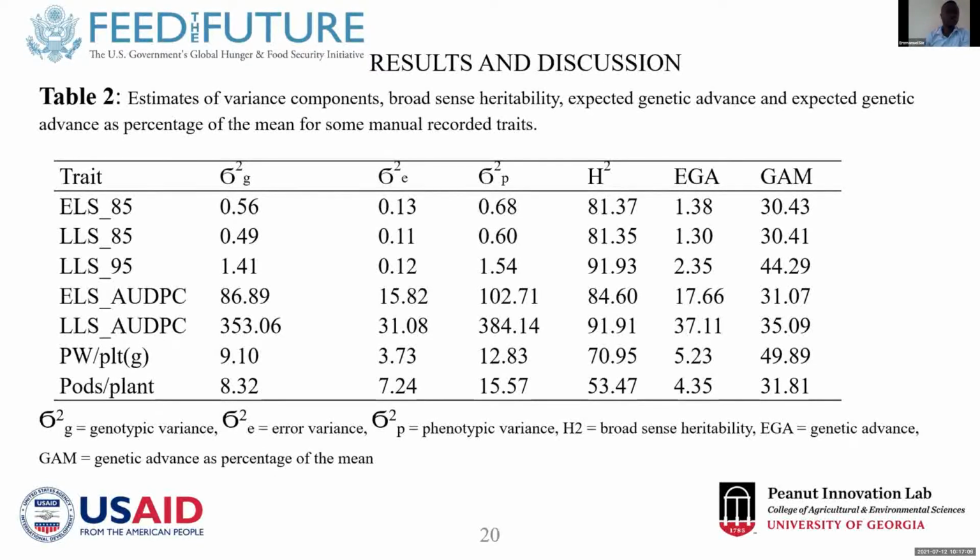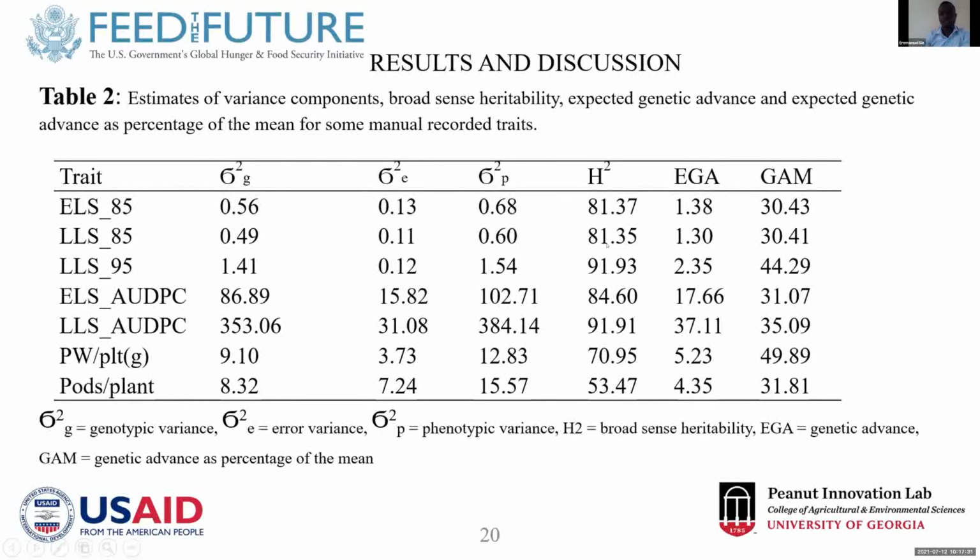We went further to calculate the heritability between these parameters. And so from this table too, we've seen that the genotypic variances were higher than the error variances, which implies that the environmental influence on these traits was very low. And so the differences that we see in this data are attributed to genotypic variation.